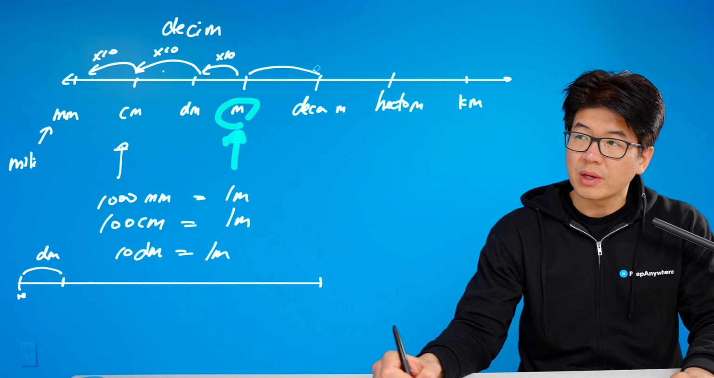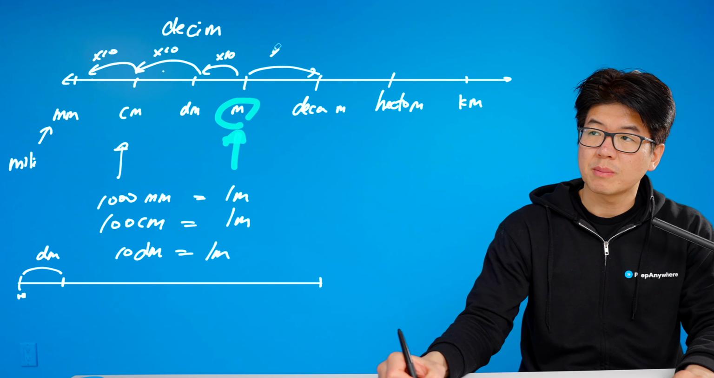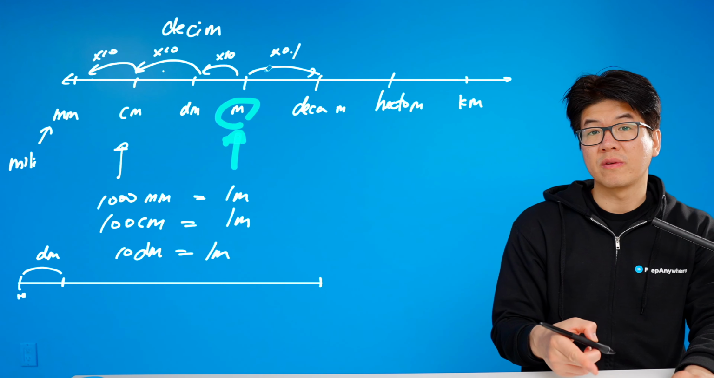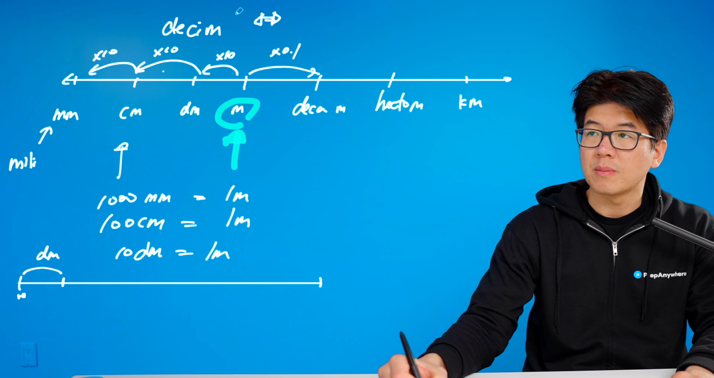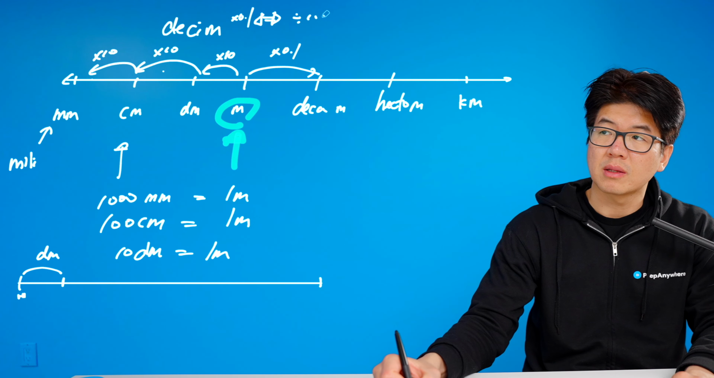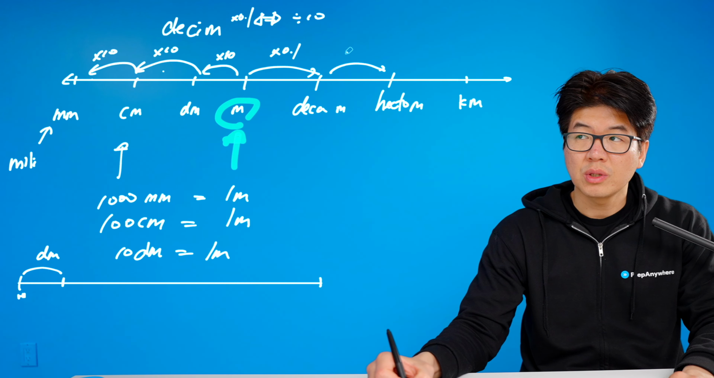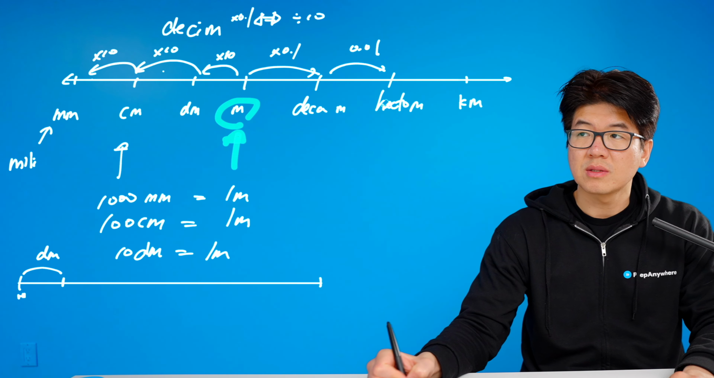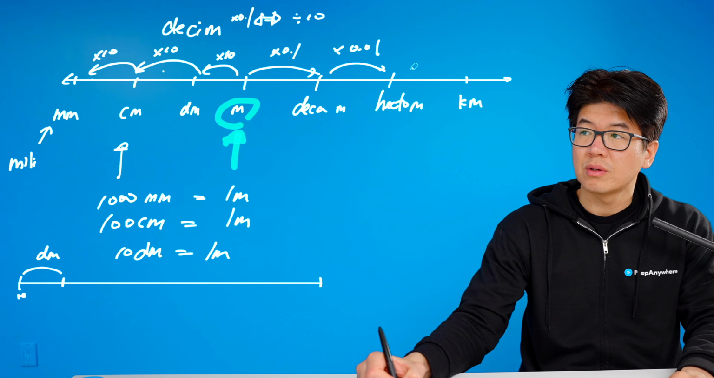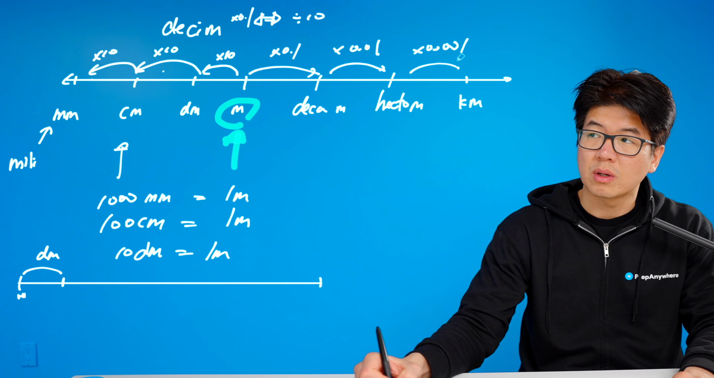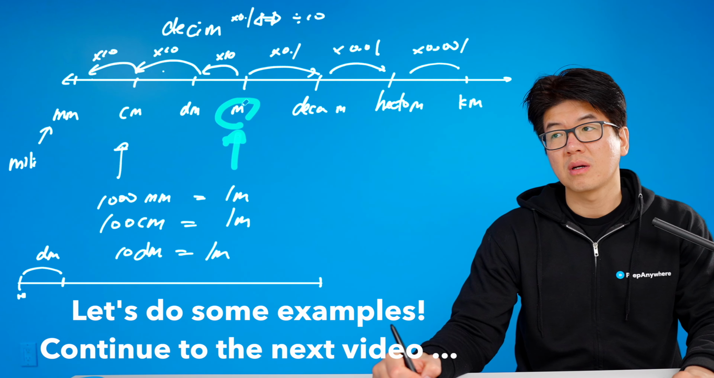And then of course going this way, because this is 10 times bigger than a meter, we have to times it by 0.1 or divide by 10. Timesing it by 0.1 is the same thing as dividing by 10. Again, this is now 100 times bigger, so you only need 0.01 of this to have a meter. And then kilometer is 1,000 times bigger, so you need to multiply by 0.001. You need 1 in 1,000 of this to have a meter.